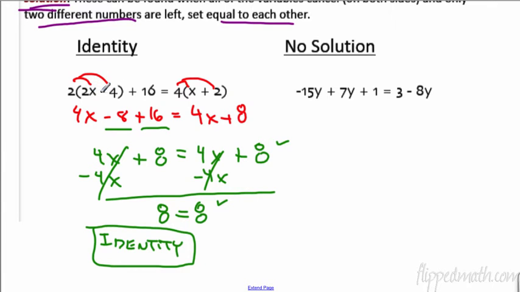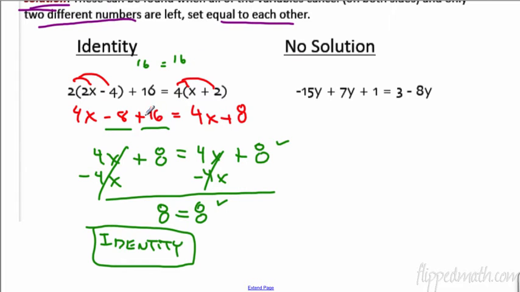4 minus 4 is 0. 0 times 2 is still 0. Plus 16, you get a 16 here. Okay, is that equal to 4 times... Remember, my number I picked was 2. 2 plus 2 is 4. 4 times 4 is 16. It works.